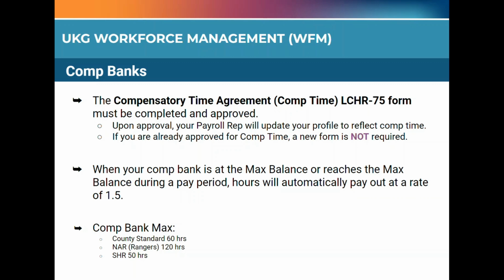When your comp bank is at the max balance or reaches the max balance during a pay period, hours will automatically pay out at a rate of 1.5. The county standard comp bank max is 60 hours. We do have two offices that have different comp bank maxes to support their business need.